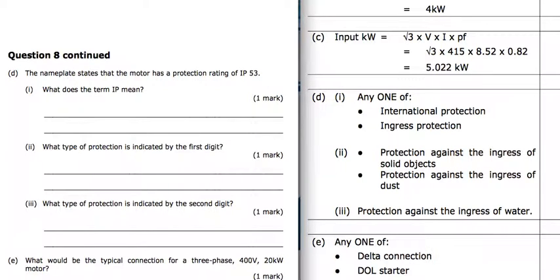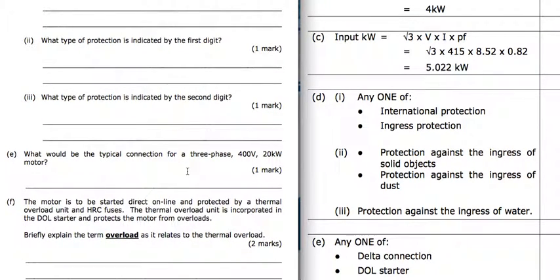So that's all about solid objects, protection against the ingress of solid objects, so how big the gap is. And they'll let you have ingress of dust. I'm not sure if you need both of those. Probably. So it's protection against the ingress of solid objects and dust. The second digit is all about water, how waterproof it is. Protection against the ingress of water.